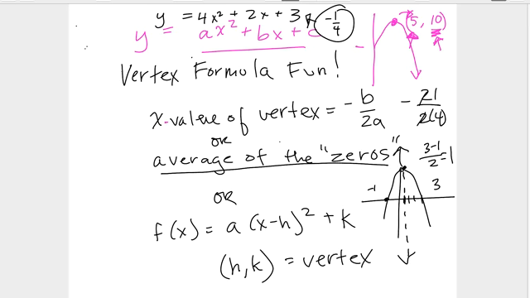That means the vertex also goes through 1. So this is also the x value of the vertex. So you can always find the x value of the vertex either with this little formula, negative b over 2a, or by averaging the zeros, okay?